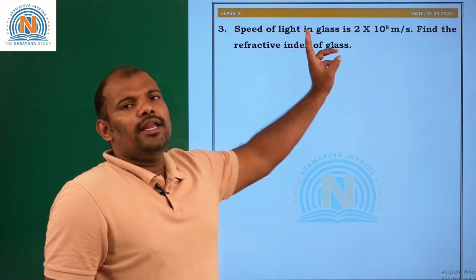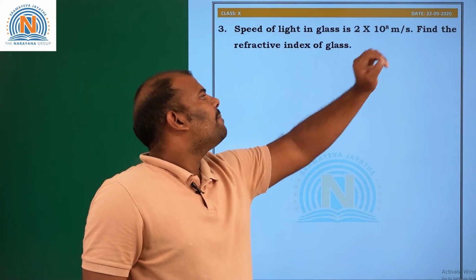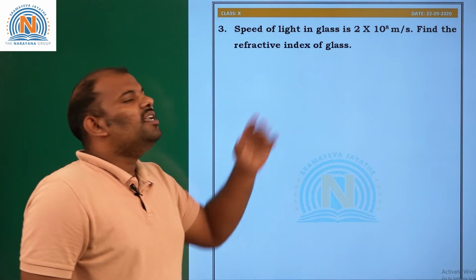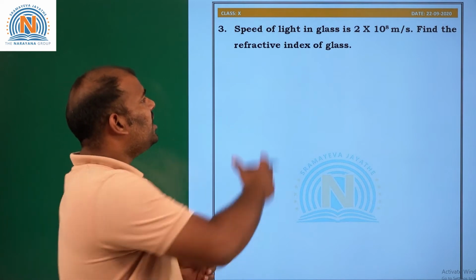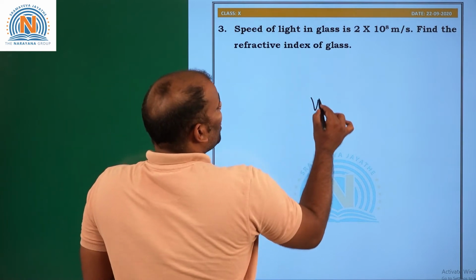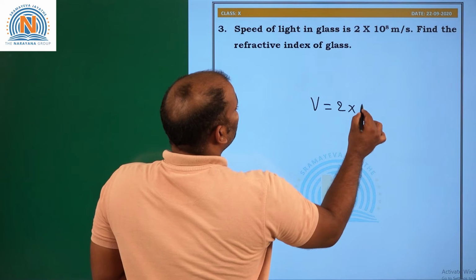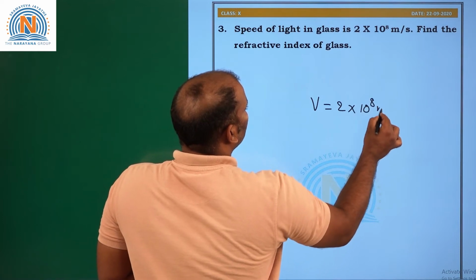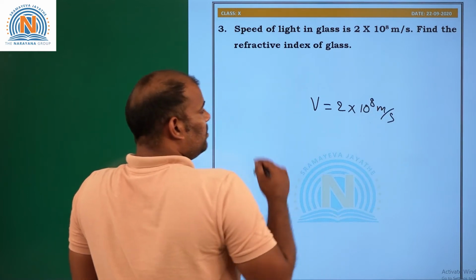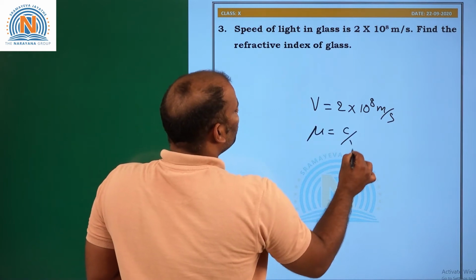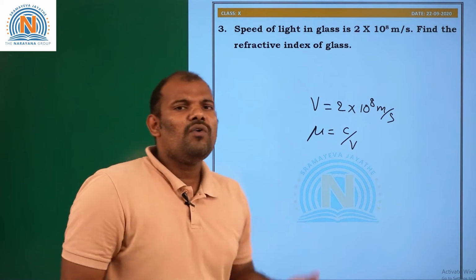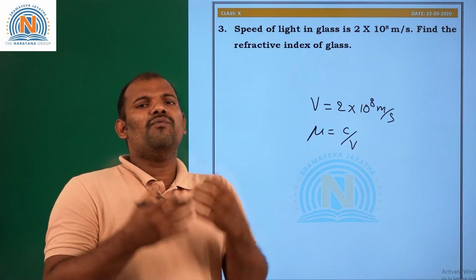Speed of light in glass is 2 into 10 power 8 meter per second. Find the refractive index of glass. So you have only one value, that is speed of light in glass, v is equal to 2 into 10 power 8 meter per second. We know the formula, that is mu is equal to c over v. Sir, how? With one value, how can you find the answer?